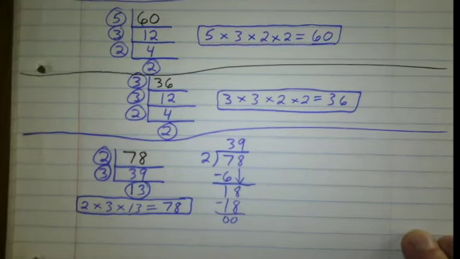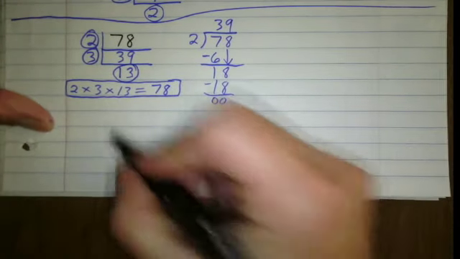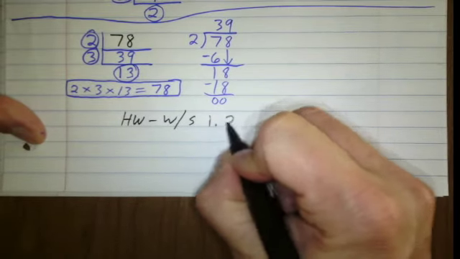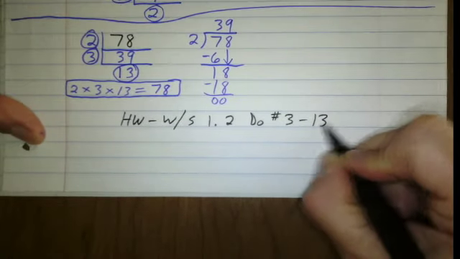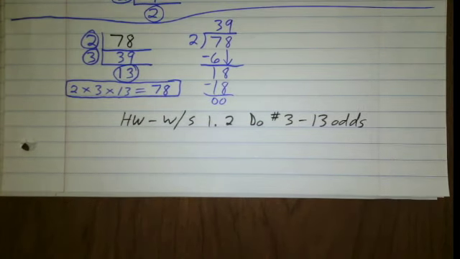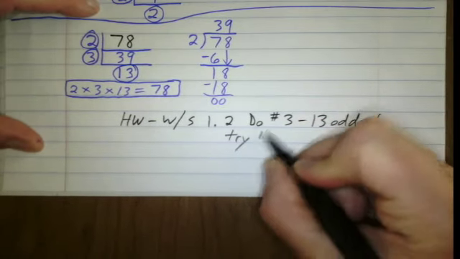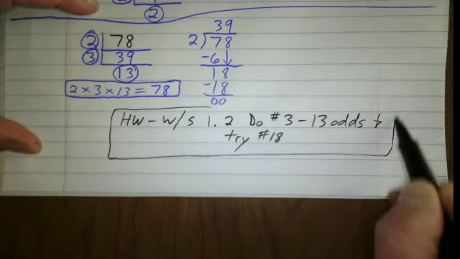The homework that you're going to do to practice this standard is a worksheet. It's like 1.2. You are going to do numbers 3 through 13 odds. I'm skipping number 1 because number 1 is the same table, the same chart of prime numbers that we already have, so I'm not making you do it again. So 3 through 13 odds. And I would like you to try number 18. So that's your homework to practice this assignment.